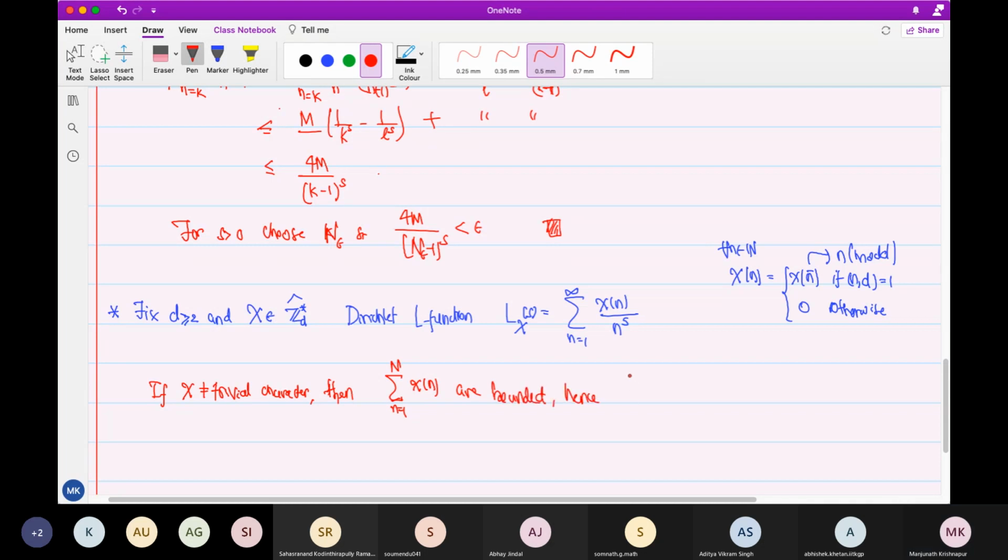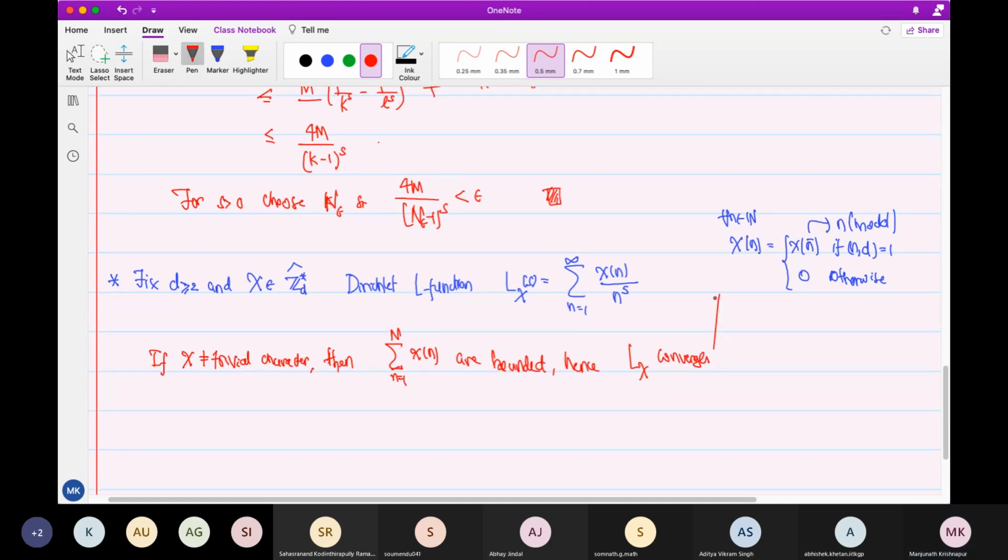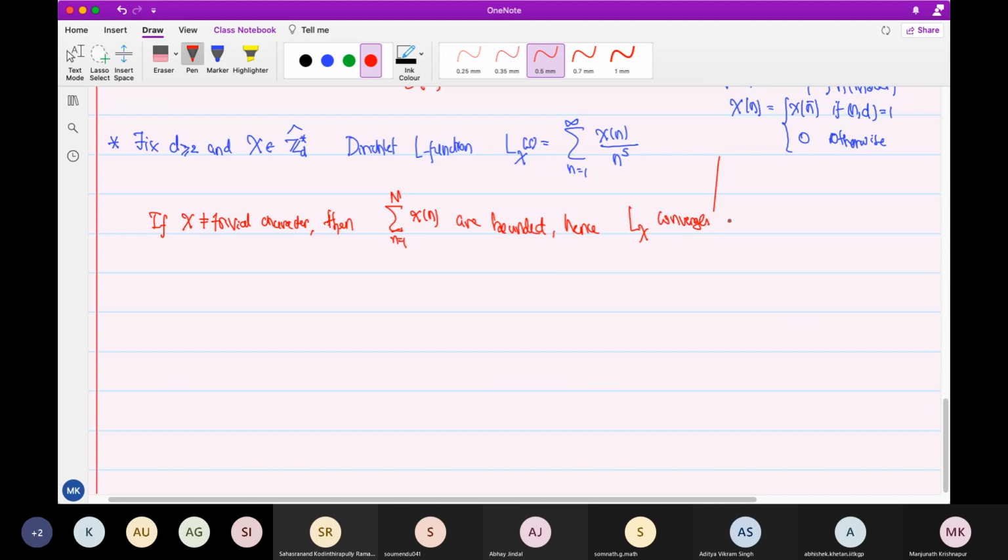Hence L chi converges for s in 0 to infinity, and it's in fact uniform on delta to infinity. So it's a continuous function on 0 to infinity.